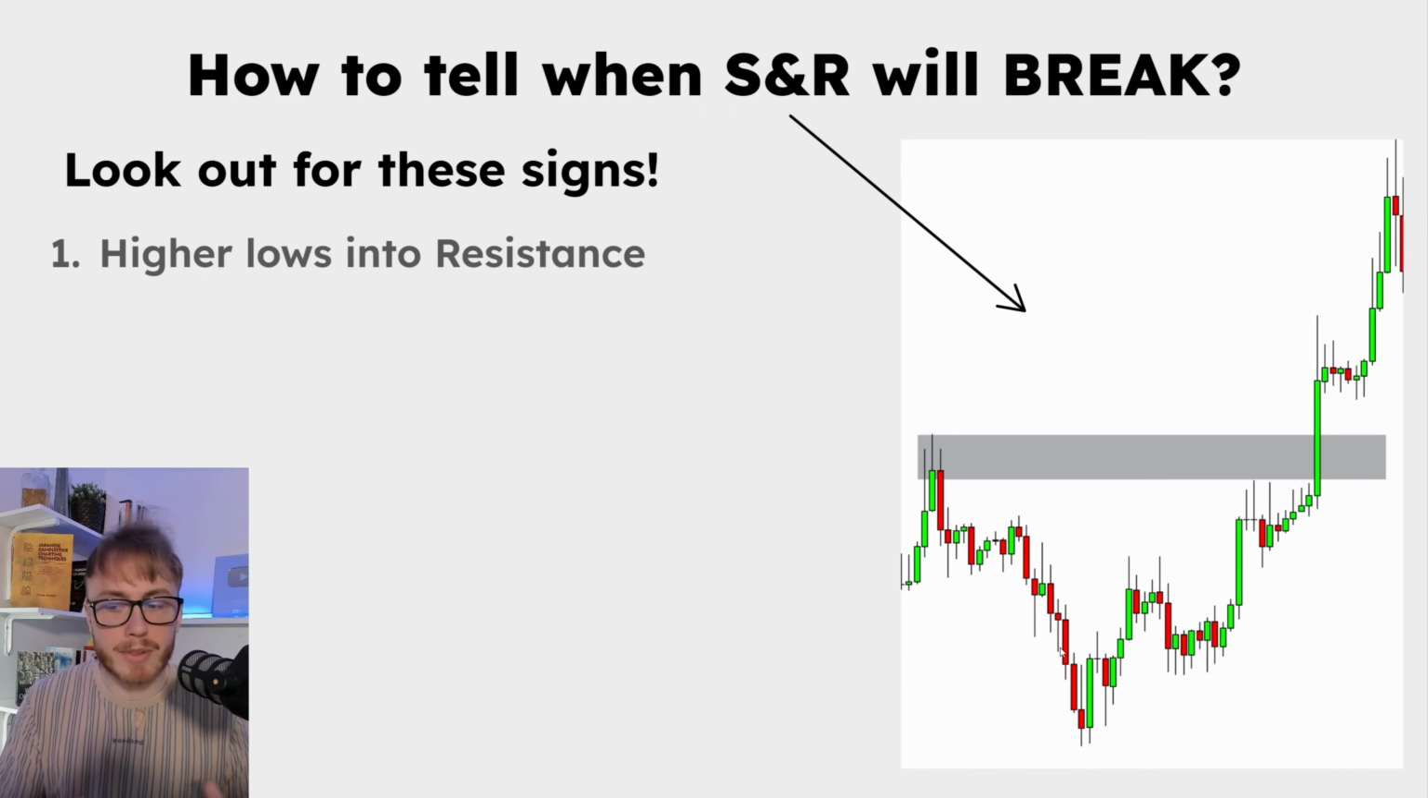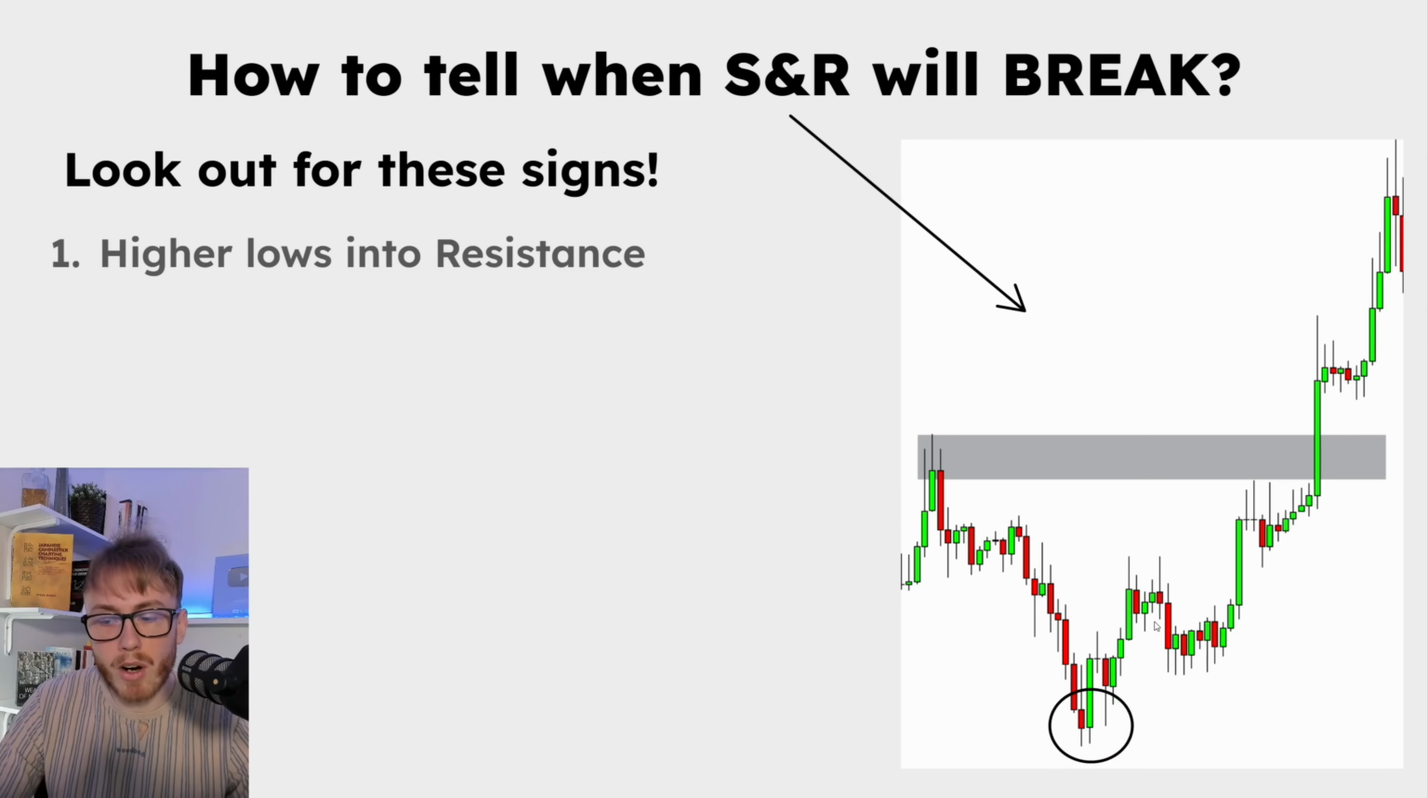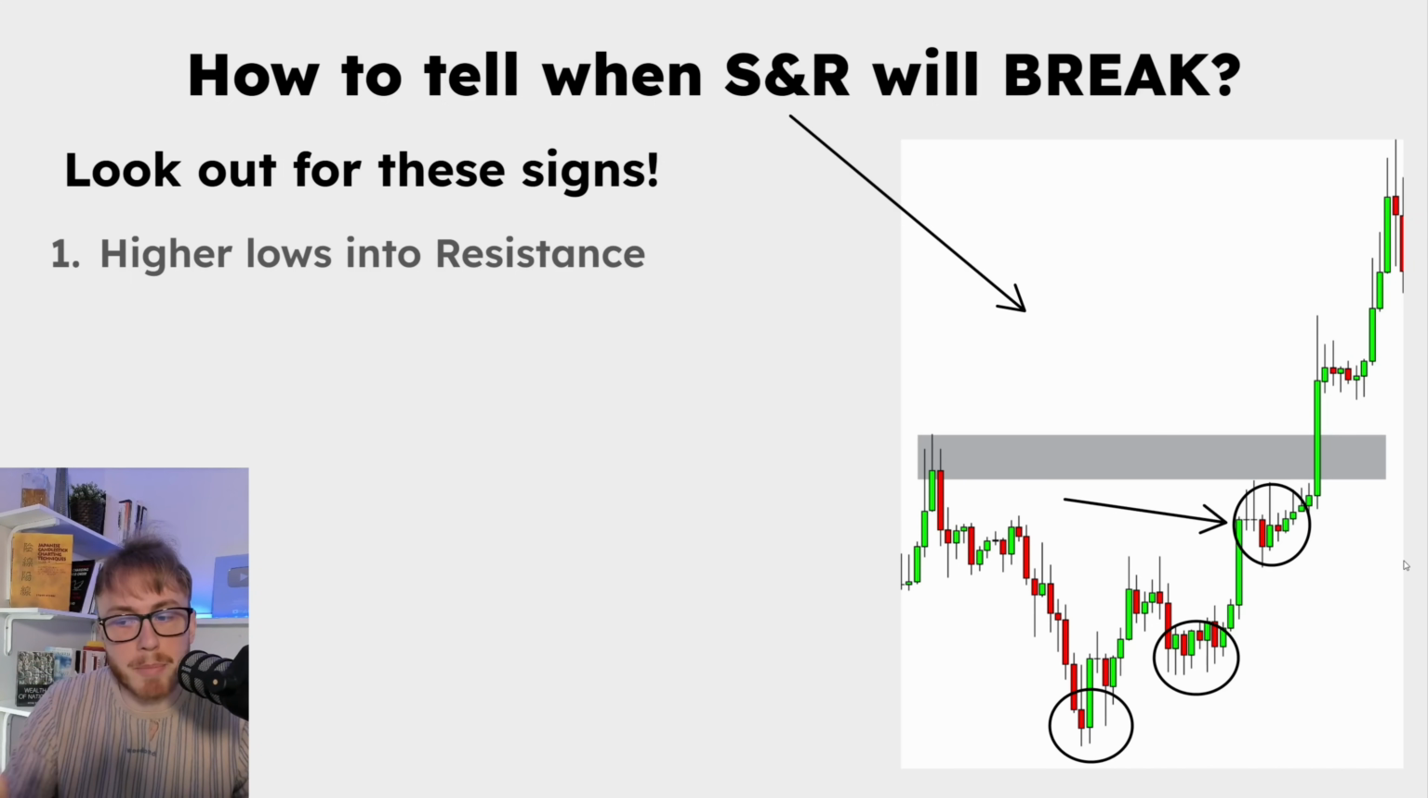And you may of course wonder, why is this the case? Well, let's think about this from a buyer's perspective. If you as a buyer are ready to buy closer and closer to the resistance level, the only reason you would actually buy here is if you expect the resistance to actually break.